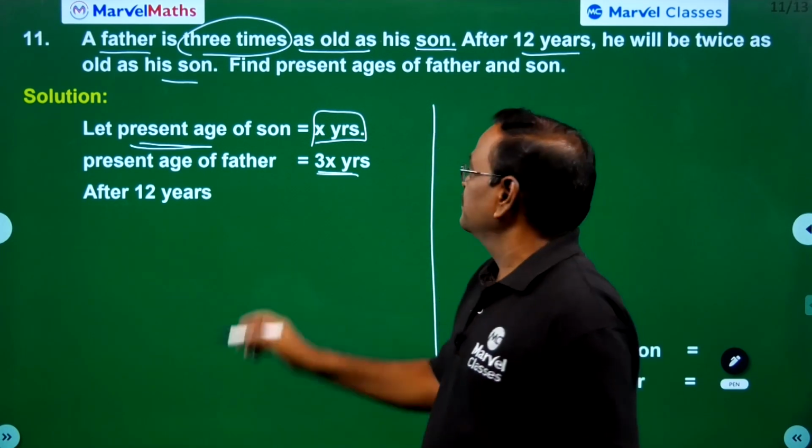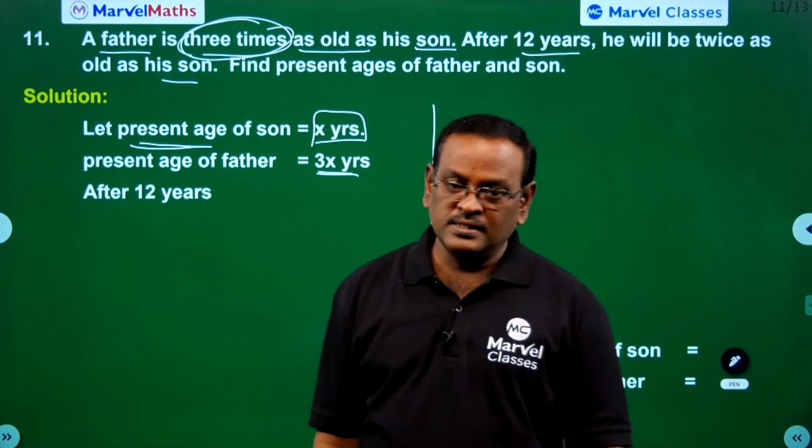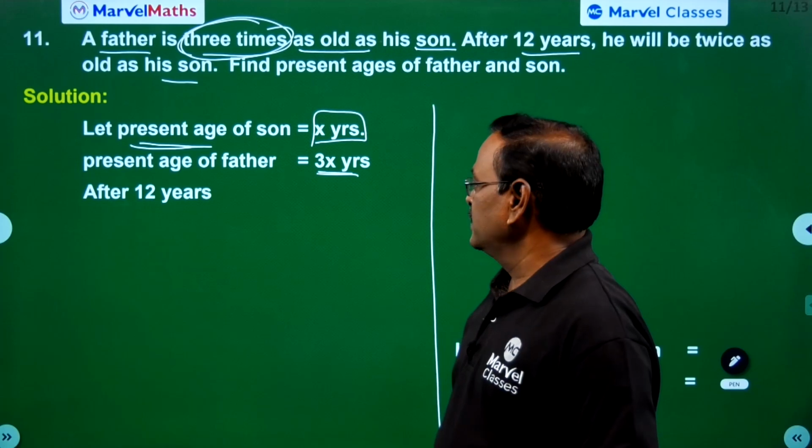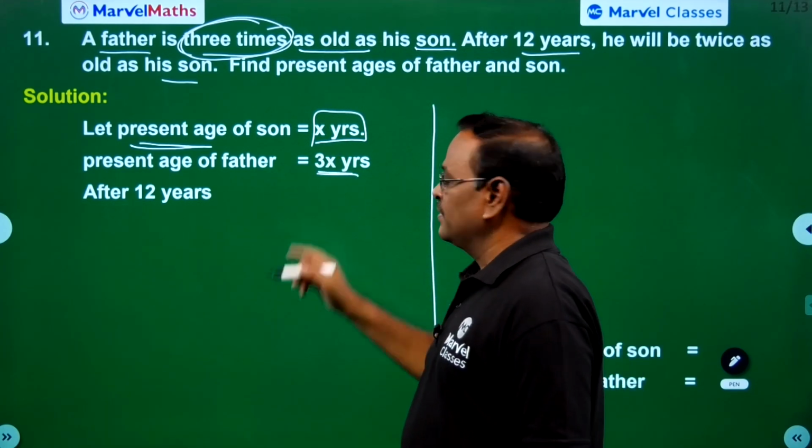Why is it 3x years? Because that is given in the question. Father is 3 times as old as his son. So present age of son is x and present age of father is 3x.